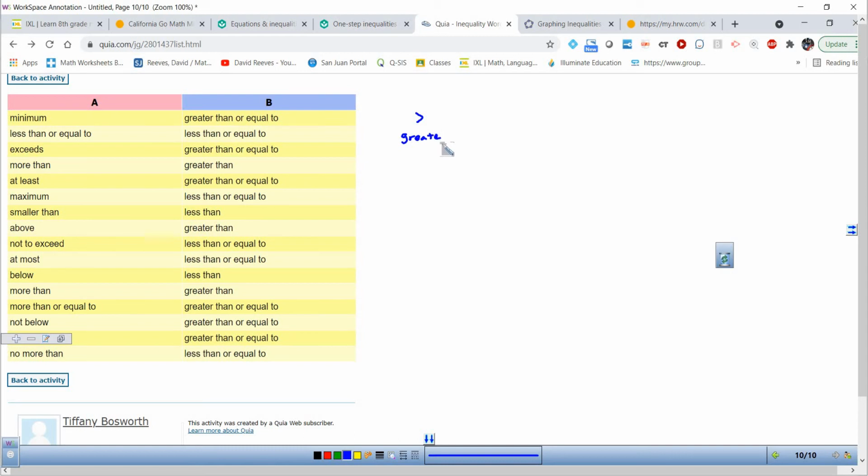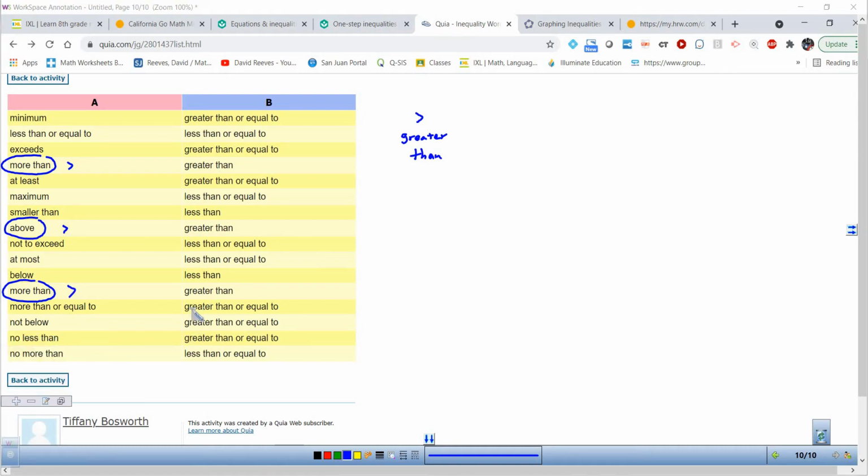That symbol is greater than. So if we take a look here, more than is one phrase that means greater than. As we go down, above also means greater than. Let's see any more. More than also means greater than. Any more that they have on here that means greater than? Well, that's all they have for greater than. Let's go to a different color. So now let's go to greater than or equal to.